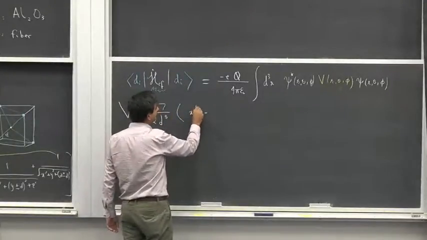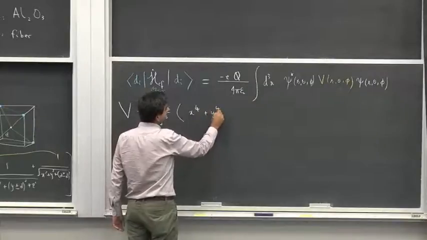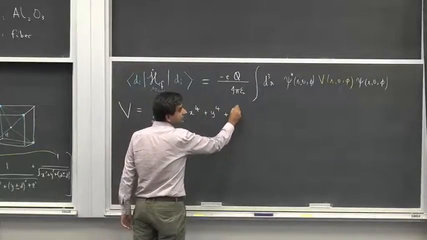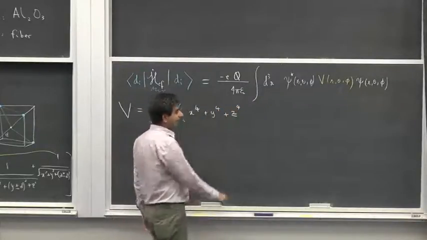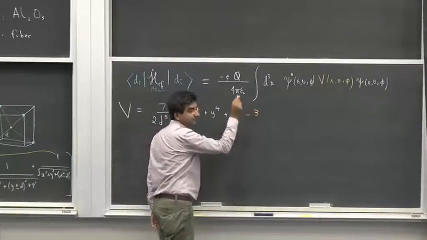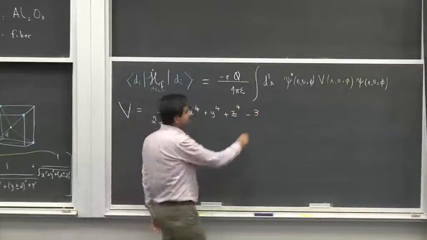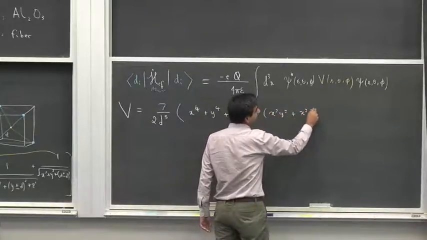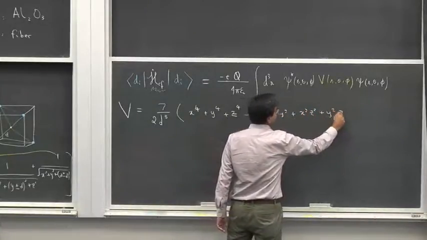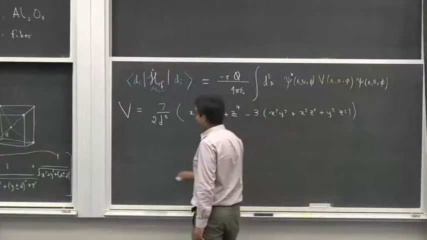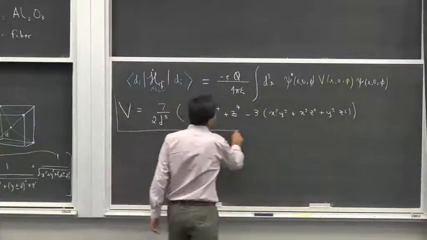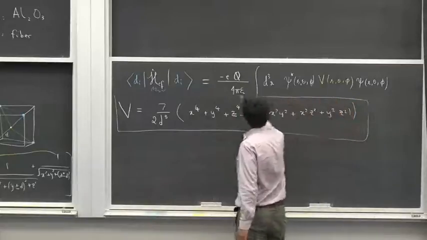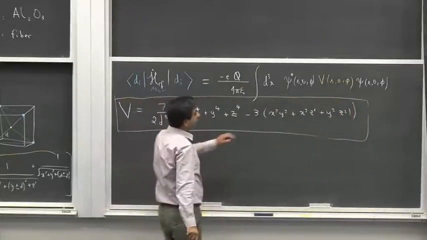x to the power 4 plus y to the power 4 plus z to the power 4 minus 3 x squared y squared plus x squared z squared plus y squared z squared. This is my potential. This is what's going to go in here.